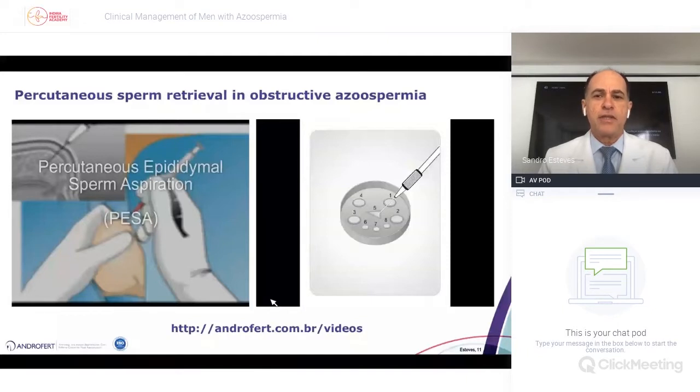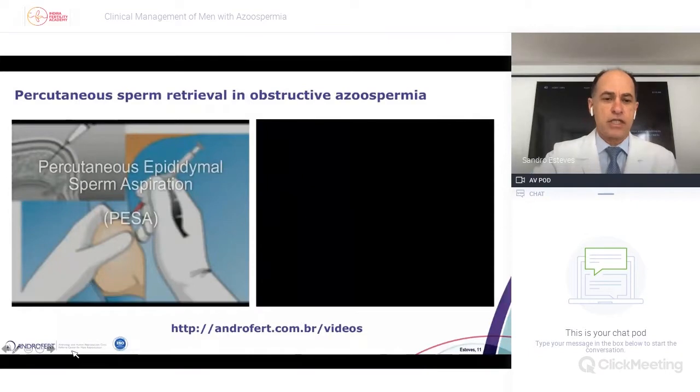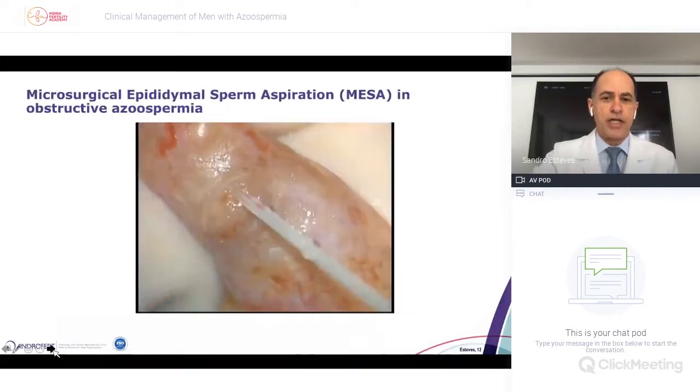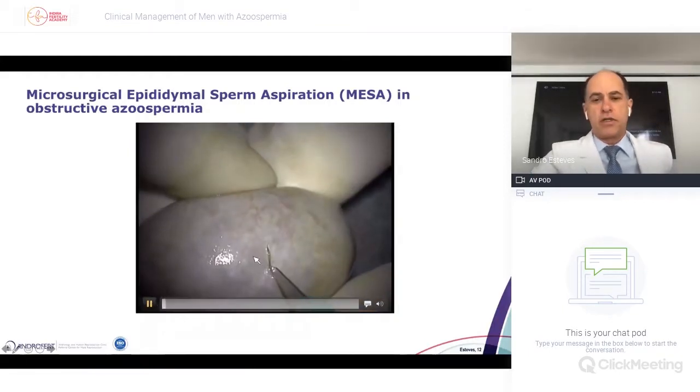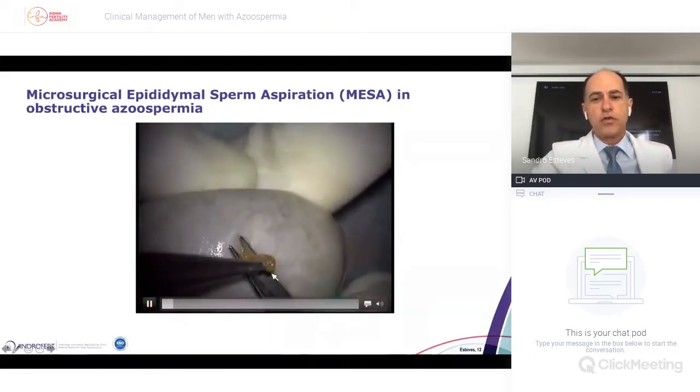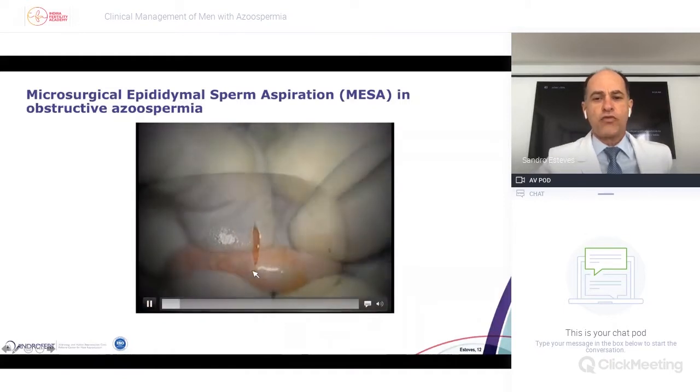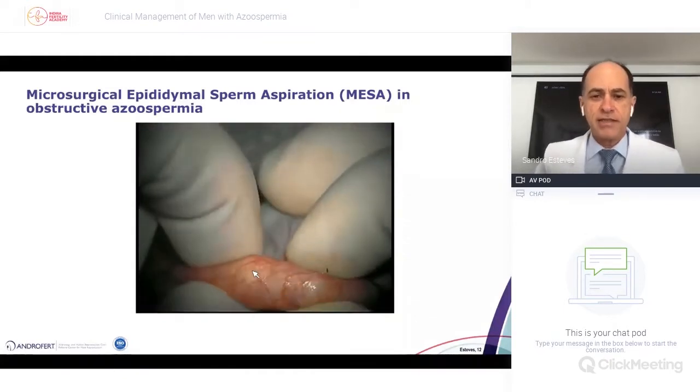So you can use the percutaneous epididymal sperm aspiration with the needle. We can use the testicular sperm aspiration, and we can also use the microsurgical epididymal sperm aspiration, which is called MESA. MESA is interesting because we can collect a lot of sperm. We usually start MESA by doing a small testicular biopsy to confirm the patient has normal spermatogenesis.